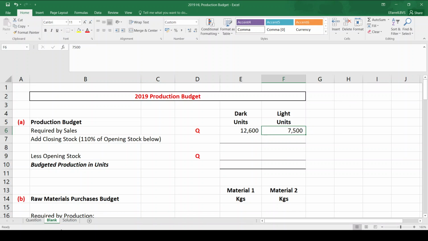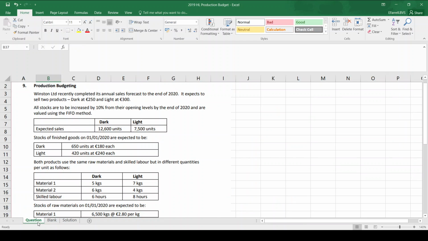Again, we're going to add closing stock because if we want to have the units of dark and light in stock at the end of the year, we're going to have to make those also. That's why we're going to add closing stock. And we're going to take away opening stock because we have some units available from the year before and we won't need to make those again. That's why we're taking away opening stock. We're given opening stock in the question, and we know it's opening stock because it's the first. They are 650 units and 420 units.